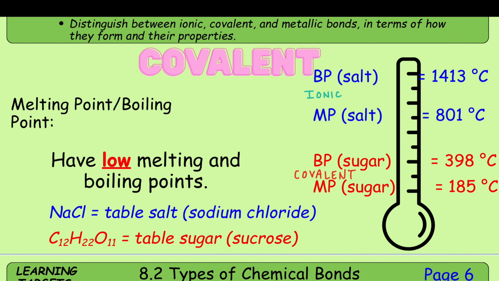Substances that form covalent bonds are typically going to have a low melting and boiling point. If we compare one of our ionic compounds, like sodium chloride, which has a really high melting and boiling point, to something that's covalent, like sugar, made of carbons, hydrogens, oxygens, so nonmetals only, sugar has a much lower boiling point and melting point.